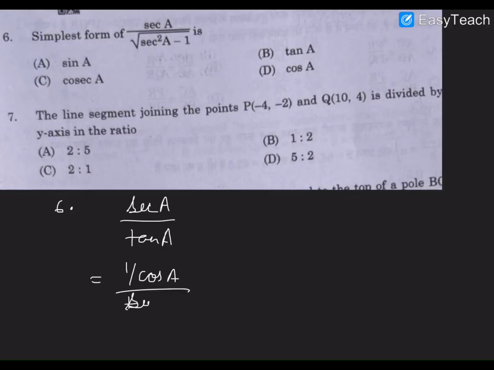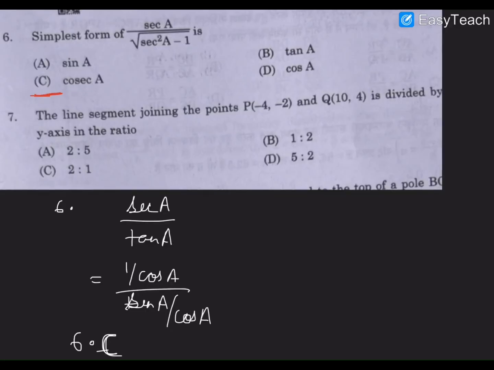So next question, simplest form of secant A by secant square A minus 1 is tan A. Secant A by secant square A minus 1 is tan A, which can be further written as 1 by cos A by sin A by cos A, which gives you 1 by sin A, which is cosec A. So for 6th, C is the correct answer.